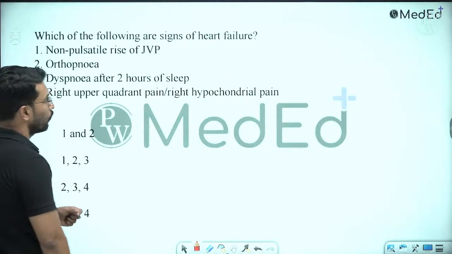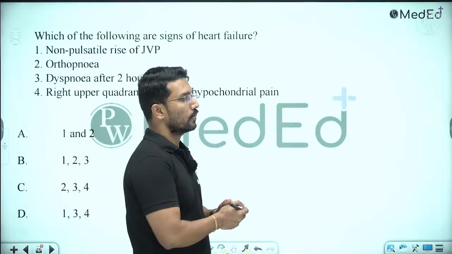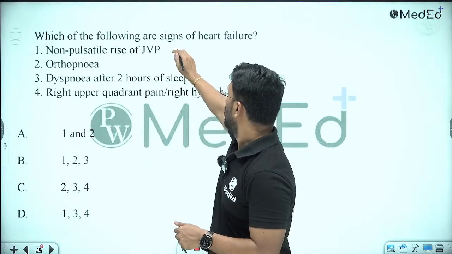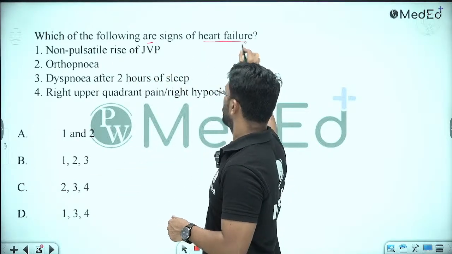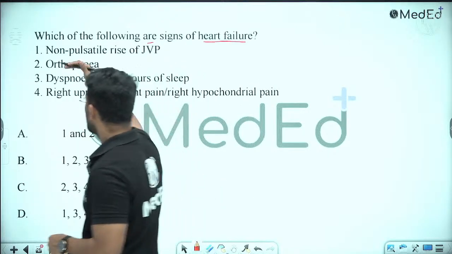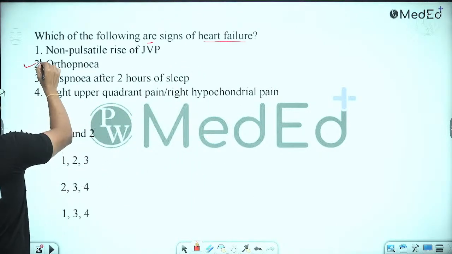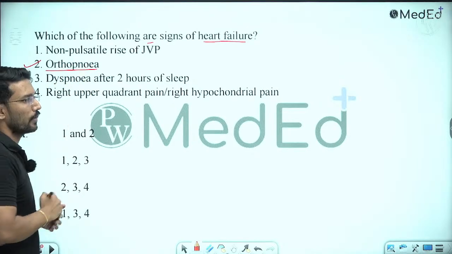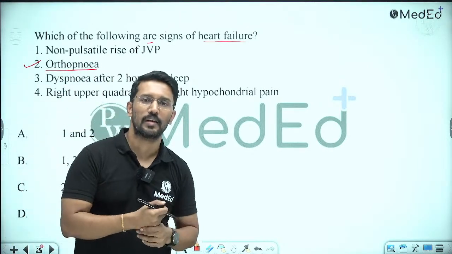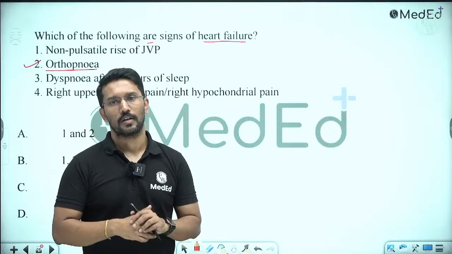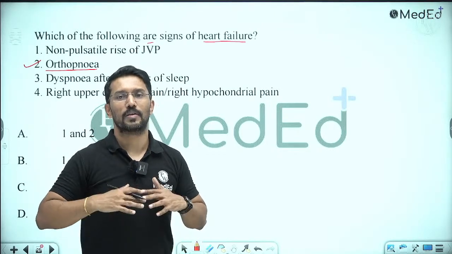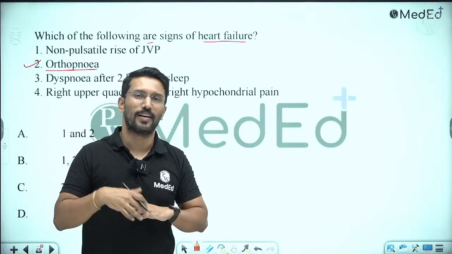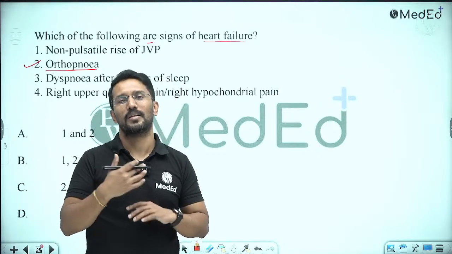Okay. Now moving on to the next question. Which of the following are signs of heart failure? Okay. So now let us look at the options. Orthopnea, we know it is a sign of heart failure. It can also be seen, apart from heart failure, in patients with diaphragmatic paralysis. It can also be seen in patients with massive ascites because of the push of diaphragm into the thorax, making it difficult for the patient as soon as they lie down.